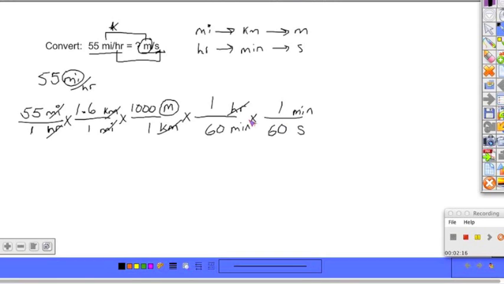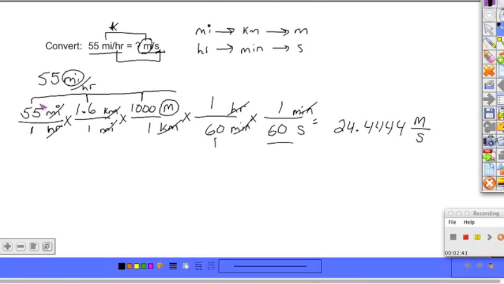1 minute. Now in your calculator, 55 times 1.6 times 1,000, hit the equal sign, divided by 60, and then divided by 60 again. You should come out to an answer of 24.4444, etc. in your calculator, meters per second.